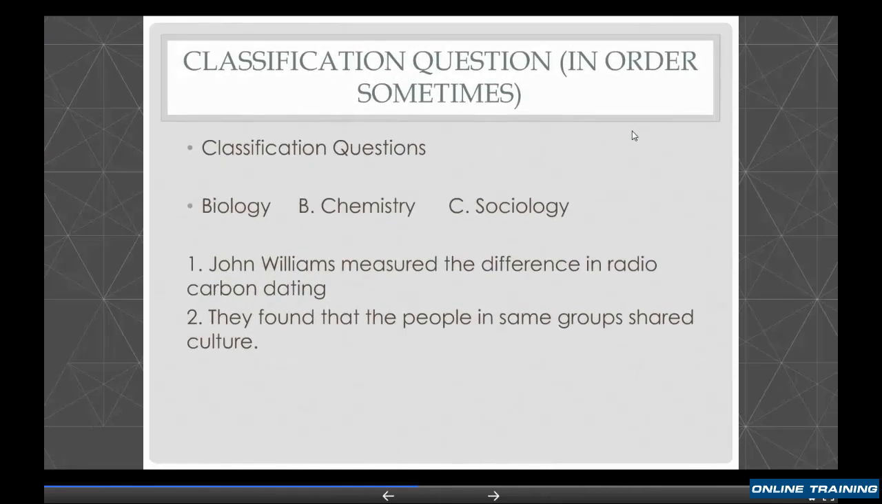Classification question. This question is not asked a lot. It's not that complicated to do. It goes in order some of the time, but basically, like for number 1 here, you have to know, does this information about John Williams, is it classified under biology, chemistry, or sociology? So you have to know how is it classified.